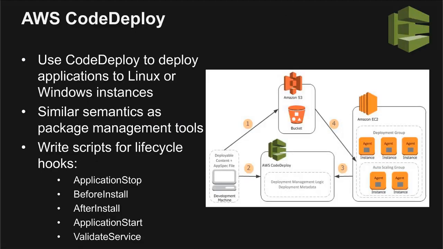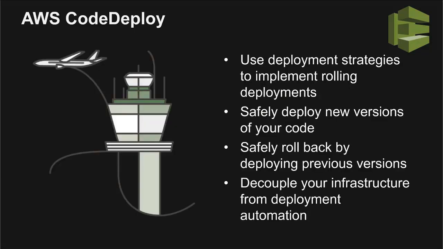Let's move on to CodeDeploy. AWS CodeDeploy allows you to deploy applications to Linux or Windows instances. It has similar semantics to package management tools, and it allows you to write scripts for lifecycle hooks. So for example, application stop, application start, before install, after install, validate service. And these hooks can be written in any kind of executable. So it could be a shell script, it could be a binary, it could be a script that runs your Chef or Puppet recipes. So again, you don't have to reinvent the wheel here.